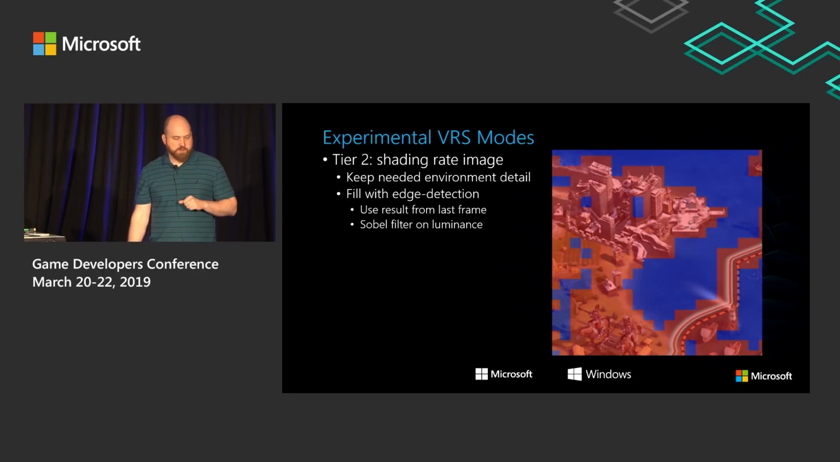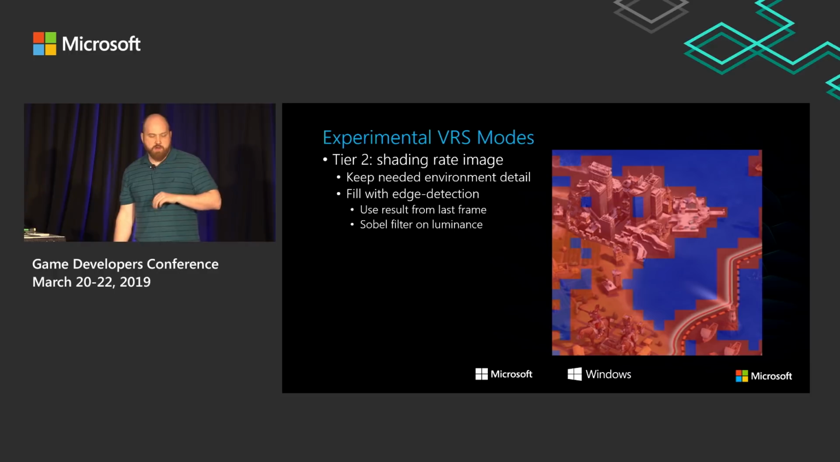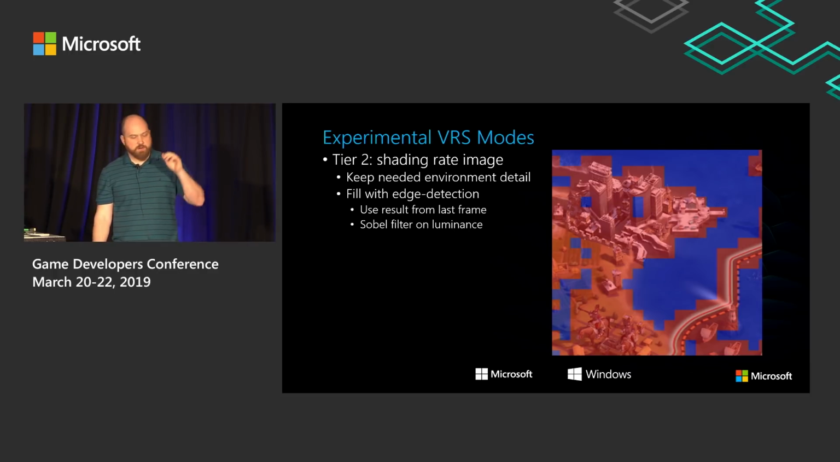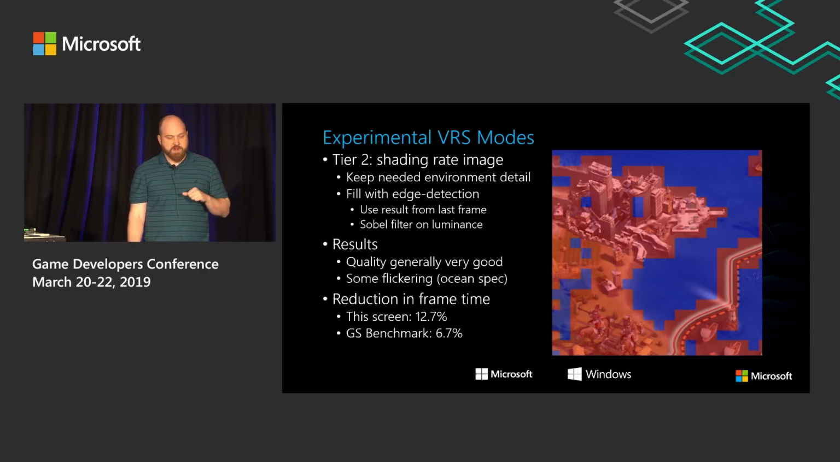So this is the result when we do that. Here you can see an overlay of the blocks, sort of encoded in red. Highlighted here are the areas where it detected that there were edges that needed full detail preserved. And the blue is where it said, no, you can run that at a lower rate. And the results here were very good. We were very happy with the quality.